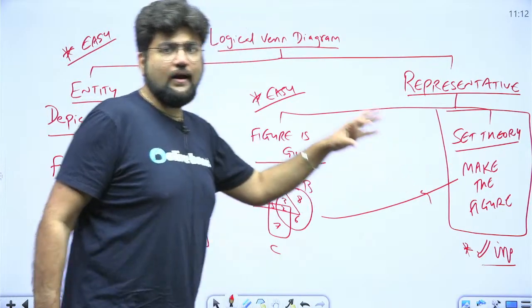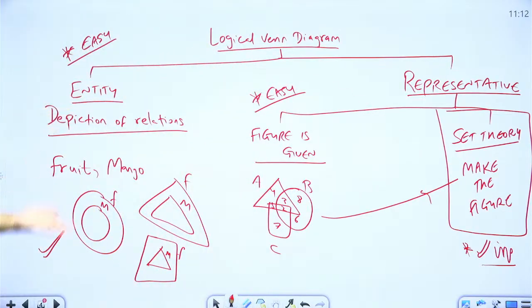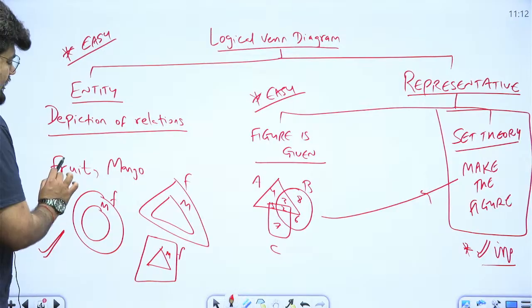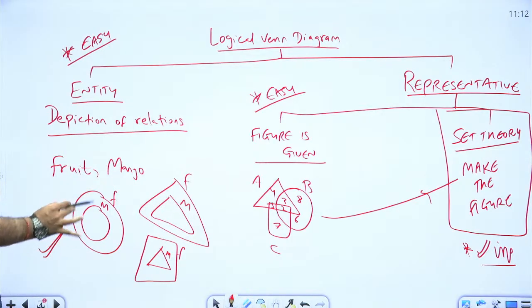Okay. Now, to understand Venn diagrams better, here we isolated a relationship, fruit and mango. We said all mango are fruit. We need to understand more types of relationships.